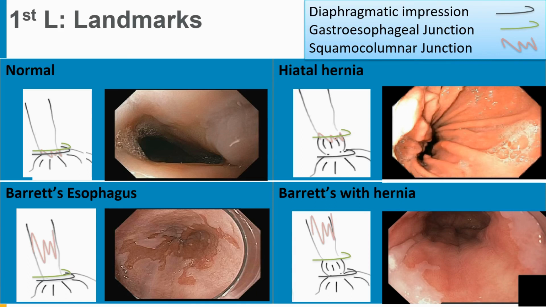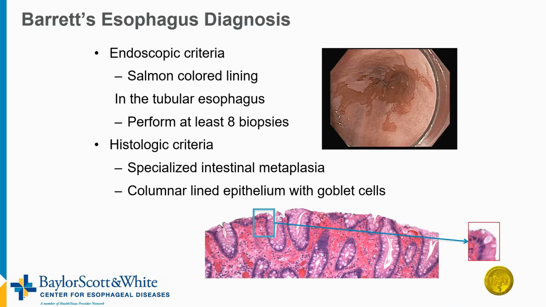We should identify and document the location of the diaphragmatic impression, the gastroesophageal junction, and the squamocolumnar junction. Displacement of either or both the squamocolumnar junction and gastroesophageal junction allow us to document and describe states of hiatal hernia, Barrett's esophagus, or Barrett's segment in the setting of a hiatal hernia.